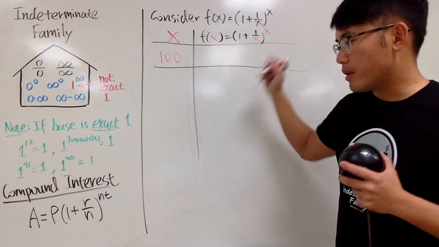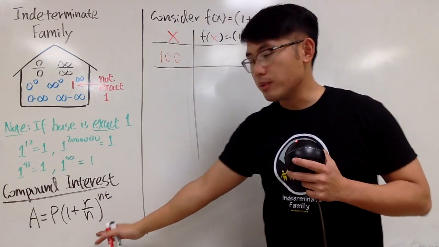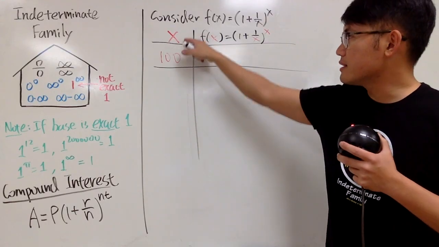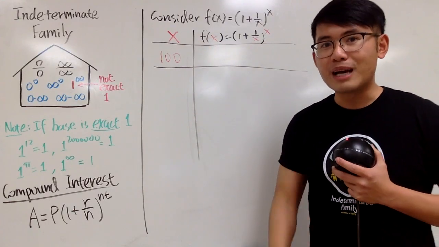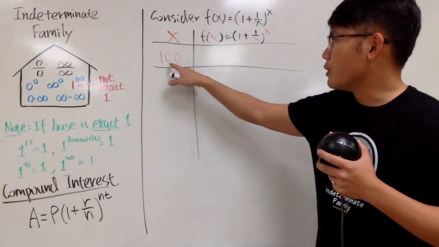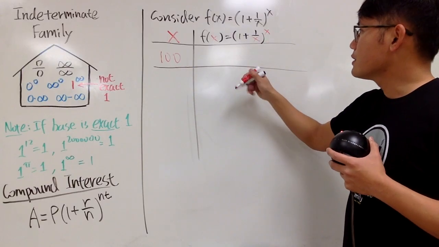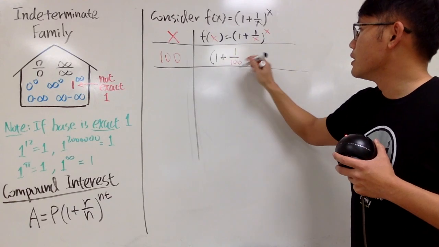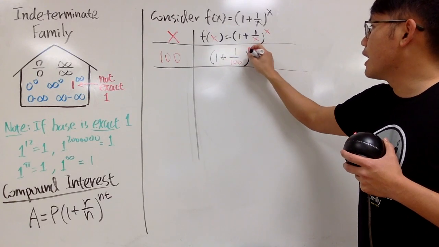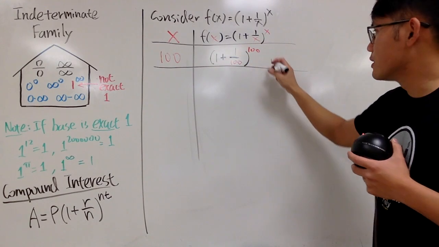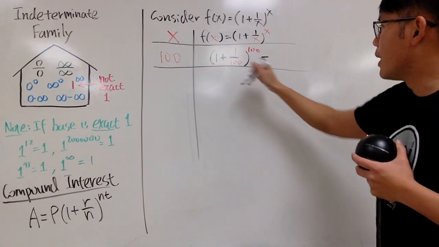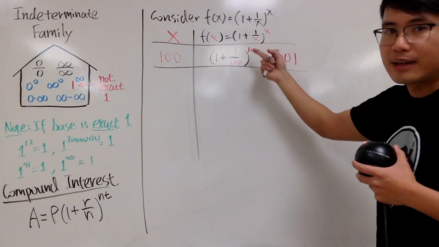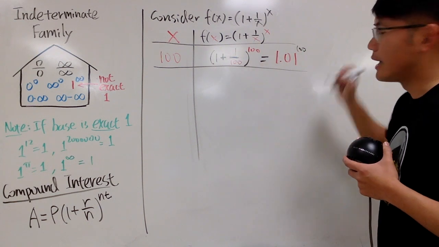And in this case, remember, x is the n, meaning that we are compounding however many times in the year. If you say x is 100, that means you compound 100 times in a year. Well, when you put 100 in here, first of all, you just work this out. You get 1 plus 1 over 100, and then raised to the 100th power. And when you work this out, this right here is 1.01, and then you take that raised to the 100th power, like that.